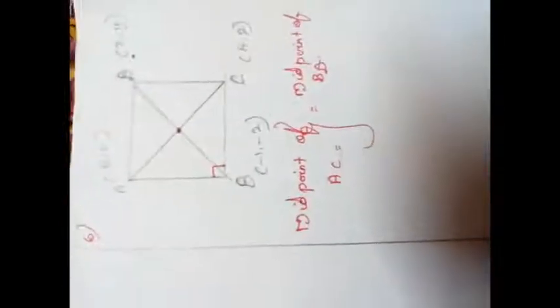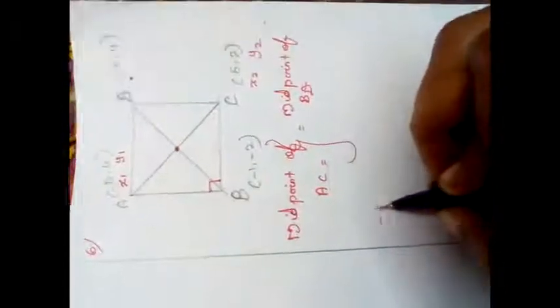Midpoint of AC is equal to midpoint of BD. Using this clue we are going to solve this sum. Okay? So (x1 plus x2) by 2, (y1 plus y2) by 2. The same formula here. This is x1 y1 and x2 y2.